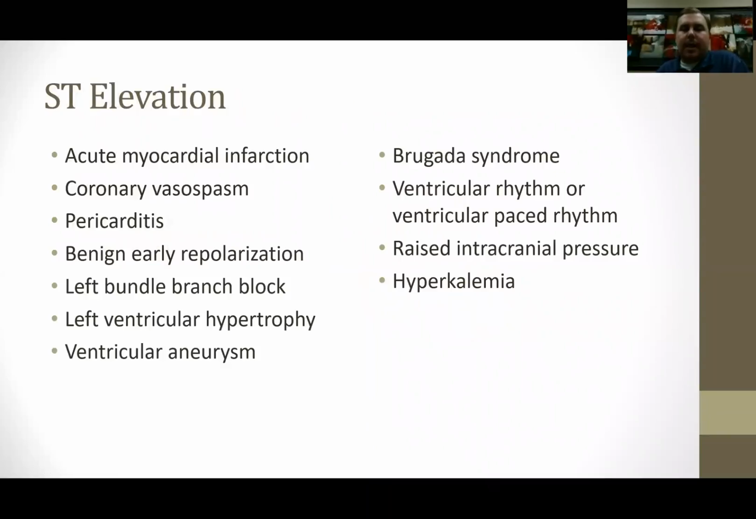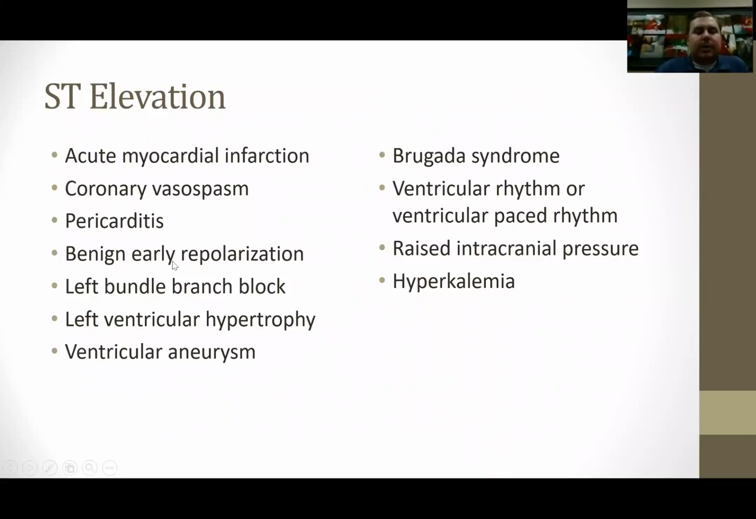ST elevation, so not everything is a myocardial infarction. Obviously, that's at the top of our differential, what we're going to have to explore first, but it could be just coronary vasospasm, which is going to present exactly like myocardial infarction. Pericarditis, so an inflammation of the pericardial sacs, is going to irritate those coronary arteries and make it difficult for them because they're going to be inflamed. So that's usually going to cause pretty mild and widespread ST elevation.